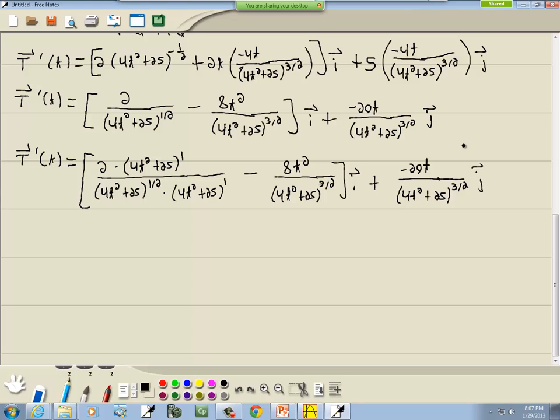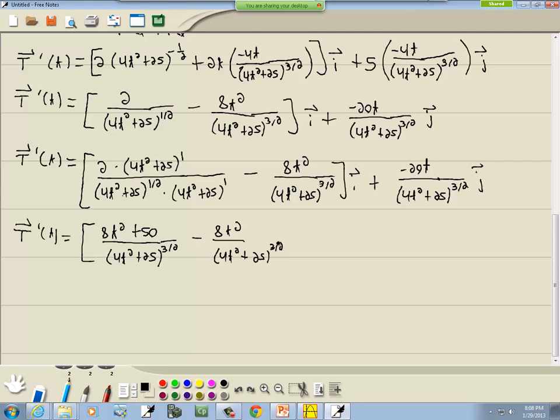Okay, so on our first part here, we're going to have T prime of t, and I'm going to multiply this 2 through, so 2 times 4t squared is 8t squared. 2 times 25 is 50. And down below here, since these are the same, you add the exponents. 1/2 plus 1 gives us 3/2. So this becomes 4t squared plus 25 to the 3/2, minus 8t squared over 4t squared plus 25 to the 3/2 i, plus negative 20t over 4t squared plus 25 to the positive 3/2 j.